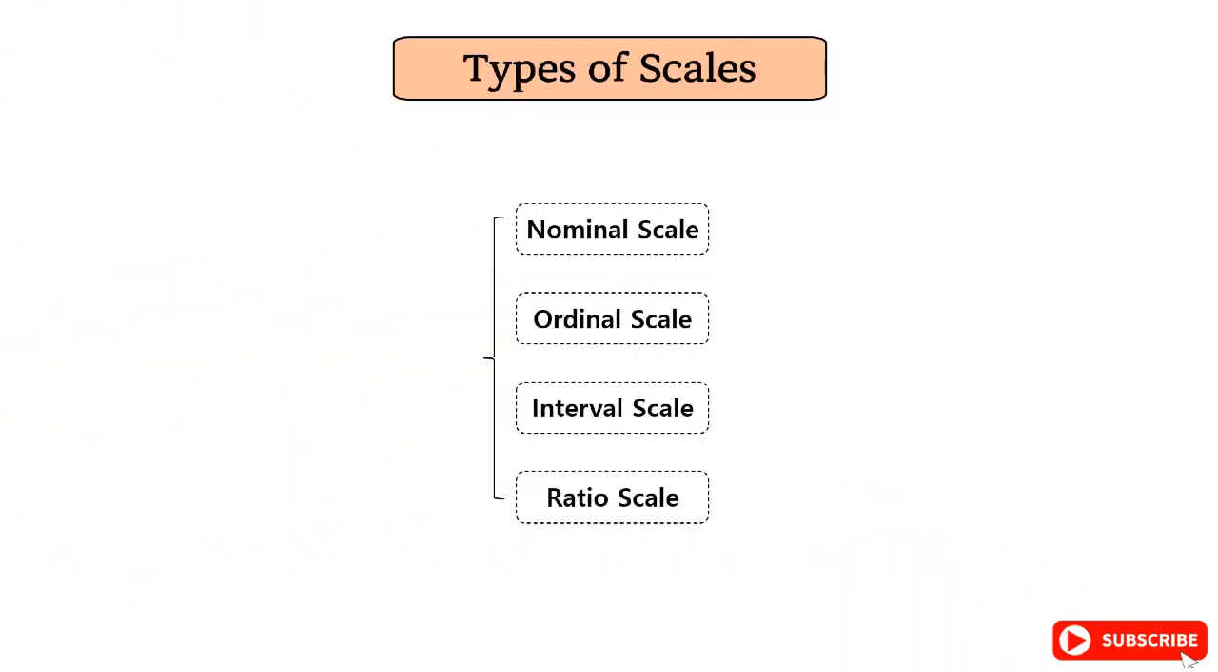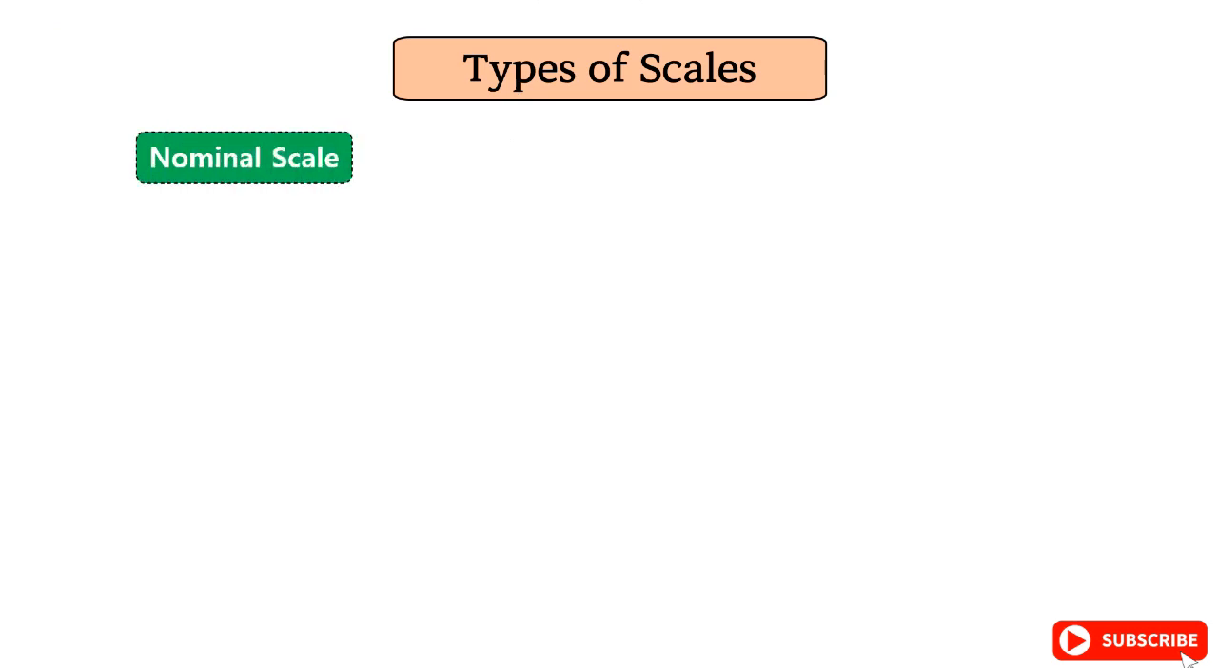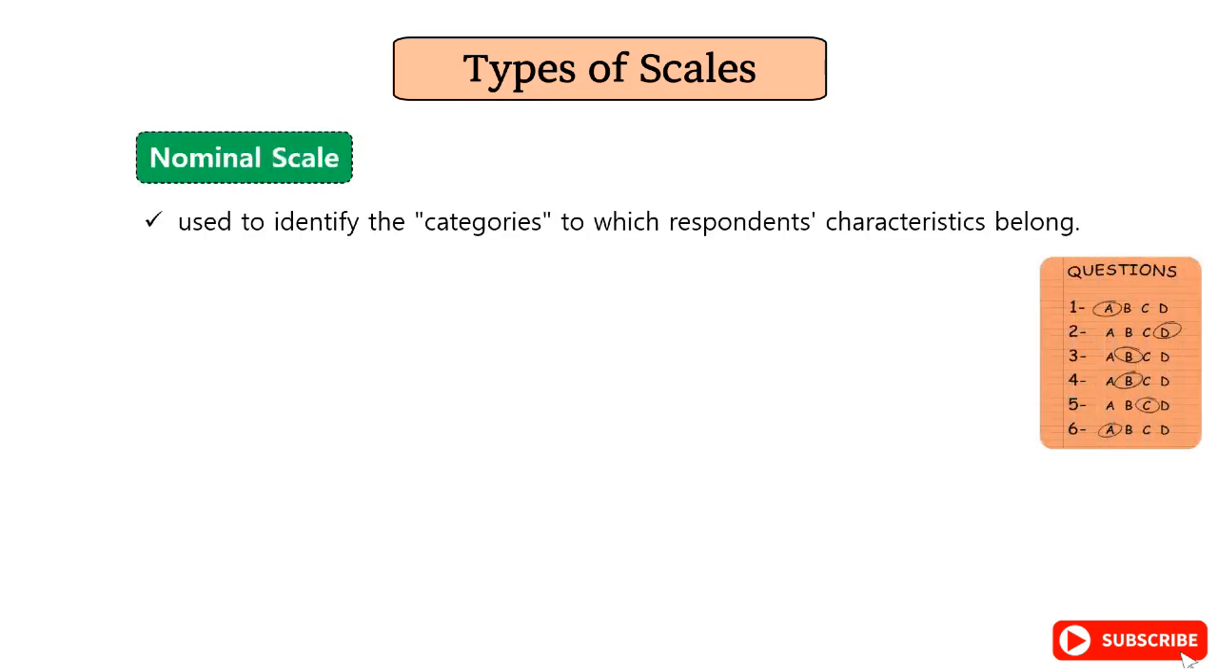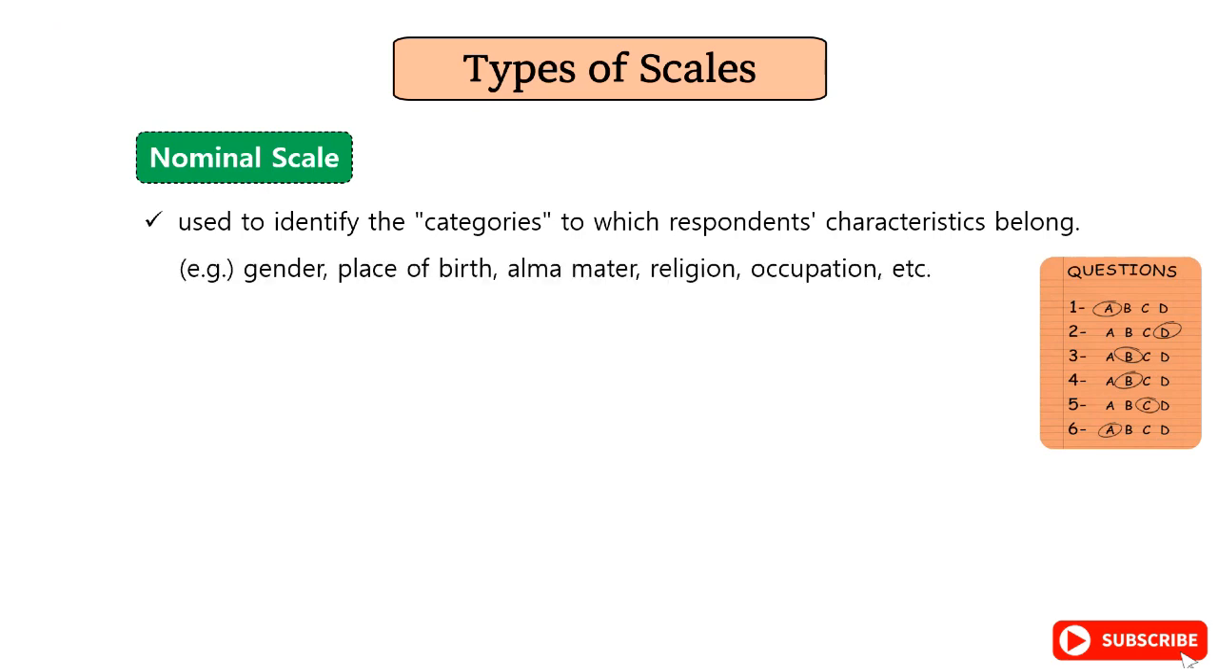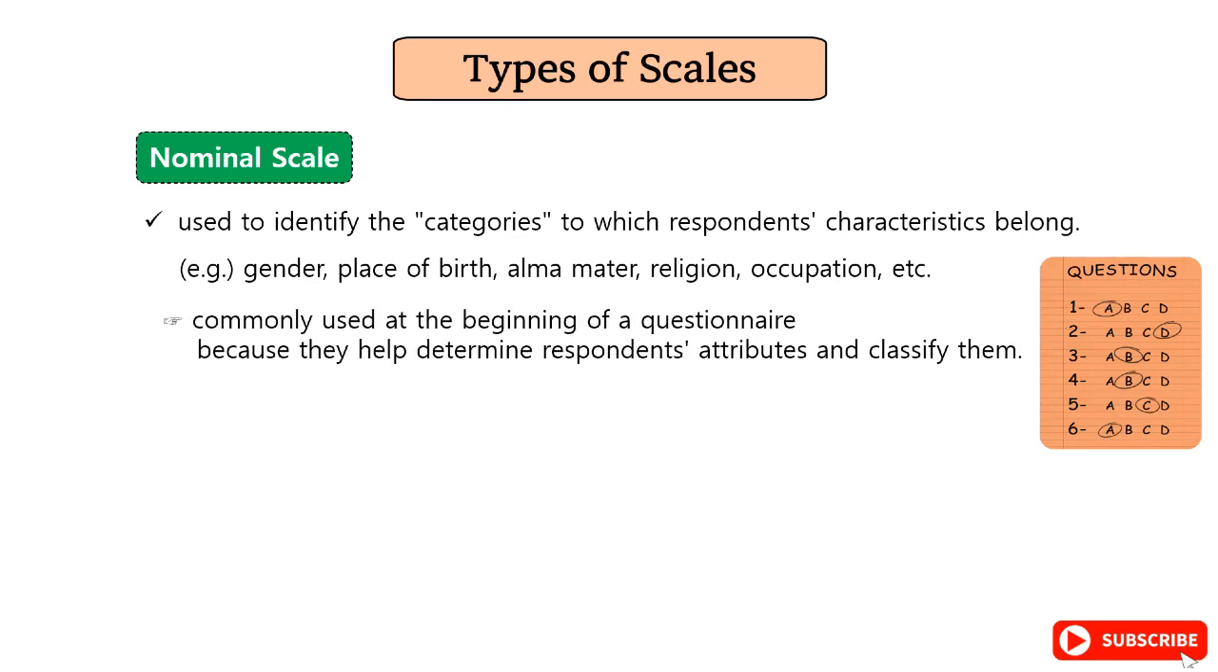There are 4 types of scales: nominal scale, ordinal scale, interval scale, and ratio scale. A nominal scale is used to identify the categories to which respondents' characteristics belong, such as gender, place of birth, alma mater, religion, occupation, etc. Nominal scales are commonly used at the beginning of a questionnaire because they help determine respondents' attributes and classify them.